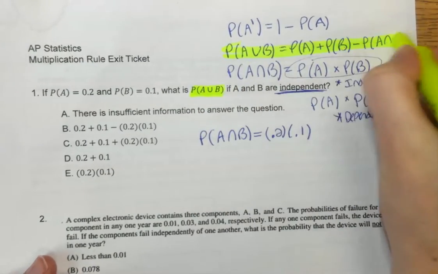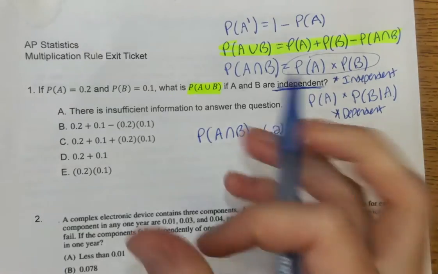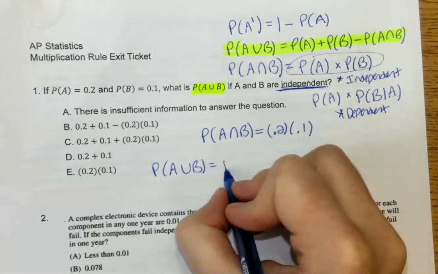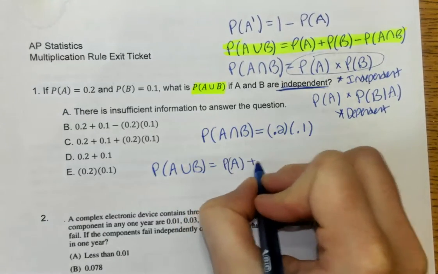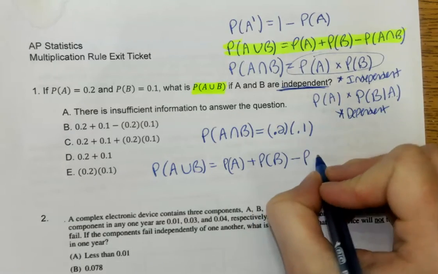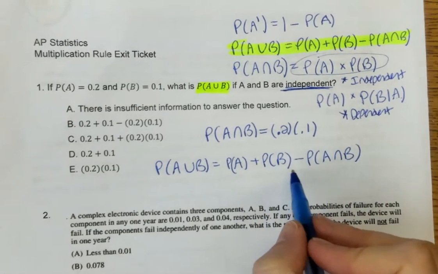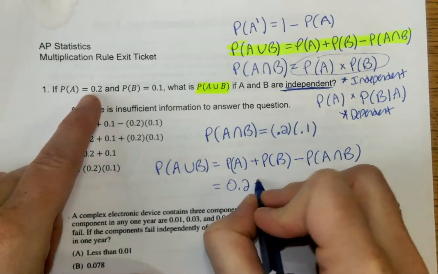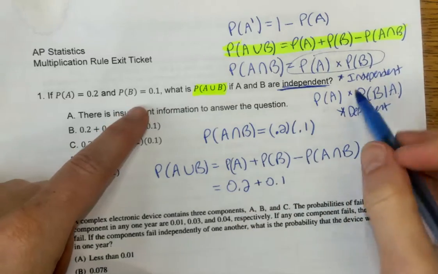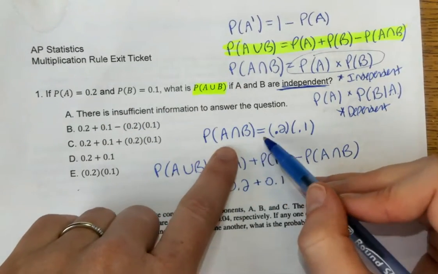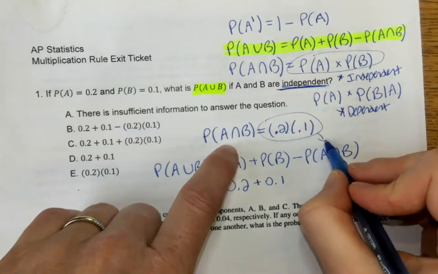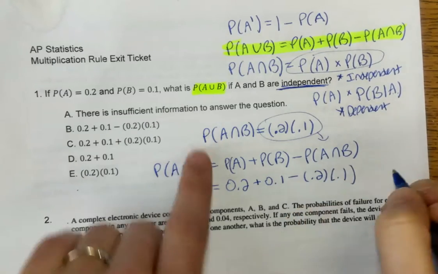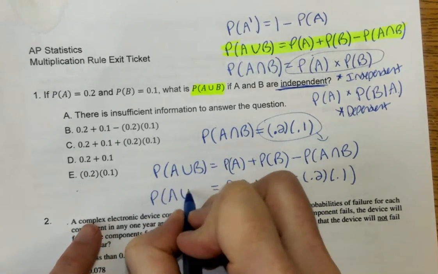So we need to look back up at this union formula. The probability of A union B is going to be P(A) plus P(B) minus A intersection B. They give us A, 0.2, they give us B, 0.1, and we just use the independence rule to calculate A intersection B. So I'm going to plug this in right here, minus the product of the two. And that gives me A union B.